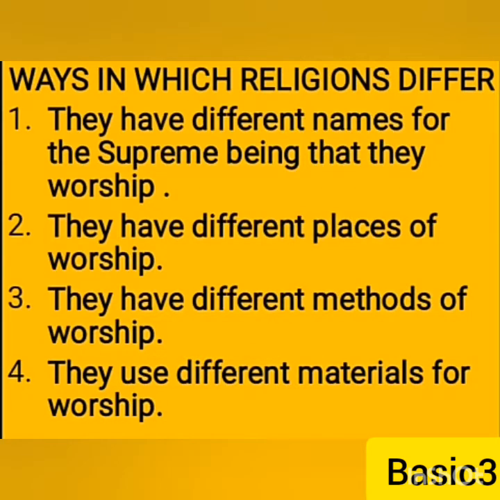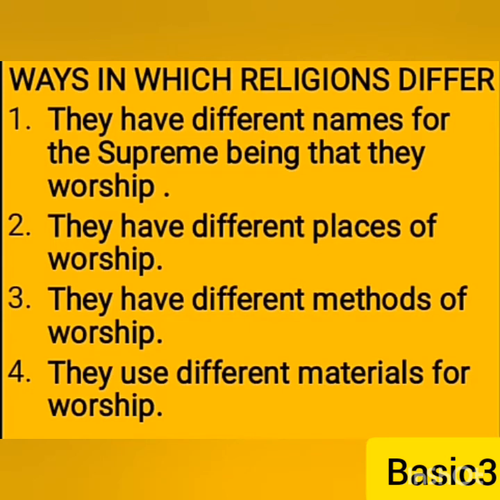Now let's look at ways in which religions differ. That is the differences between the 3 religions. Number 1, they have different names for the supreme being that they worship. For instance, the Muslims call their supreme being Allah. The Christians call their supreme being God. And the traditional worshippers have their own names for their supreme being.